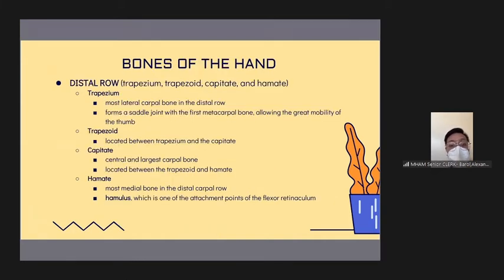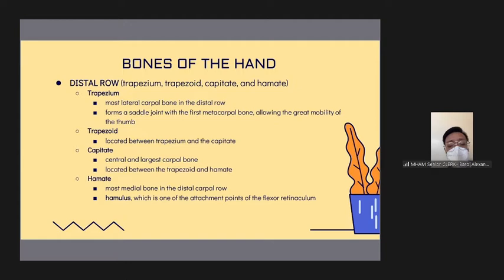So for your distal row, from lateral to medial, we have your trapezium, trapezoid, capitate, and hamate. The trapezium is the most lateral carpal bone in your distal row. It forms a saddle joint with the first metacarpal bone, allowing the great mobility of your thumb. While your trapezoid is located between the trapezium and your capitate. We also have your capitate, which is central, and this is the largest carpal bone, and it's located between your trapezoid and your hamate.